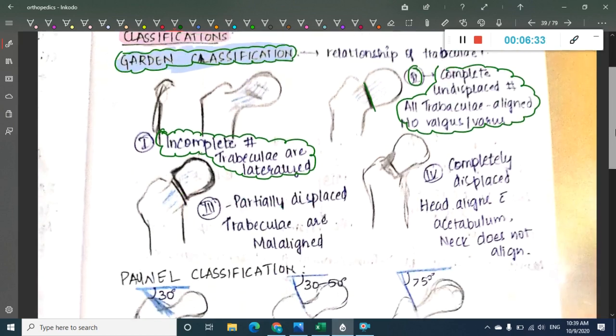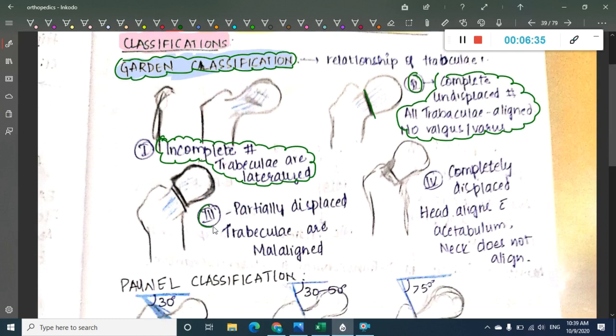Then we have type 3. In type 3, you see this is partially displaced. So if you see there is a small displacement here, right, and the trabeculae are malaligned. So type 3 Garden's fractures are partially displaced and the trabeculae are malaligned.